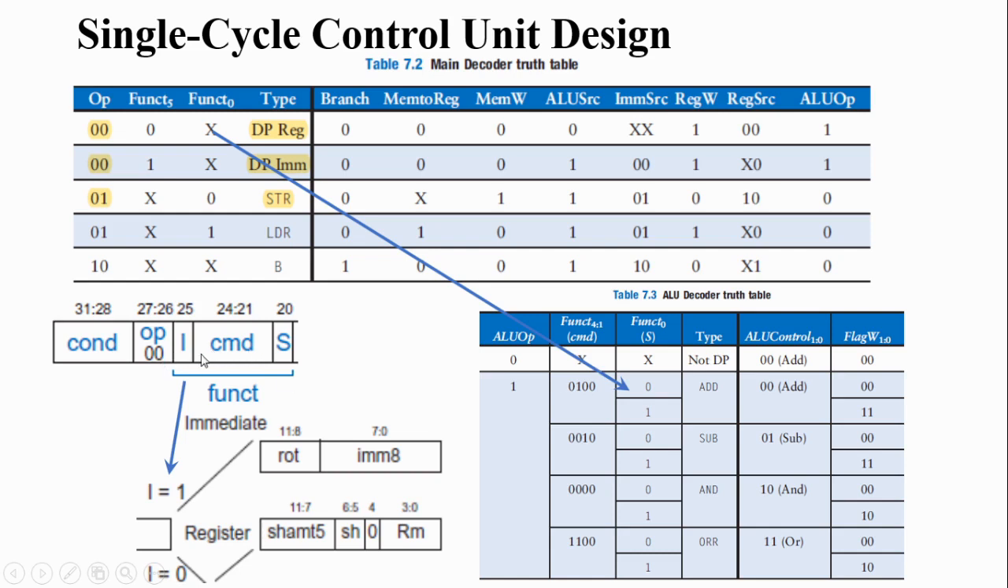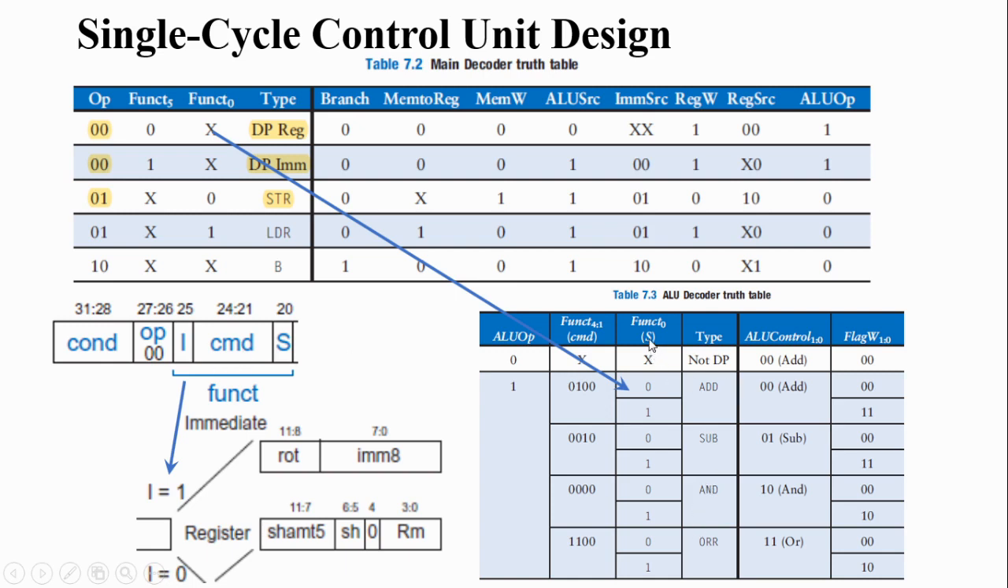So if these 4 bits are 0100, you are performing add. If these 4 bits are 0010, you will be performing sub. If these 4 bits are 0000, you will perform AND. Here it is add, here it is AND. Then 1100, you will be performing OR, right? So based on this value, the corresponding data processing operation will be done.